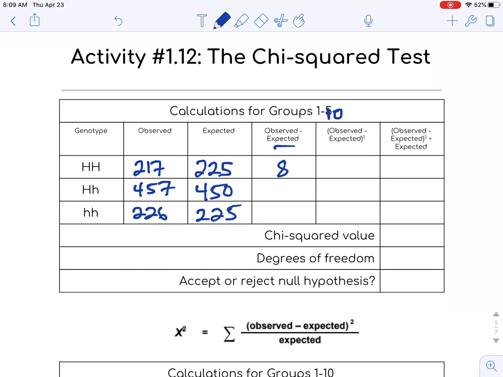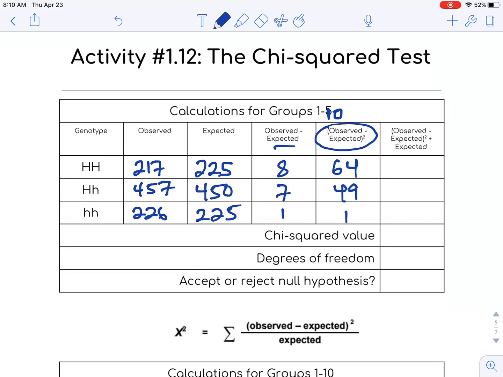So here we have 8. Here we have a difference of 7. I don't really care because I'm squaring it next, so I don't really care if it's positive or negative. And here we have 1. So now we square that up, make it 64, 49, and 1. And that's just this operation that I did right here. I took my previous number and I squared it. And now I'm going to do some division.